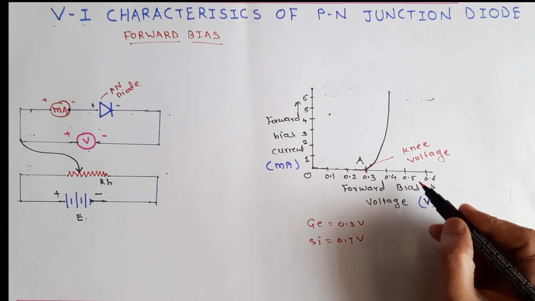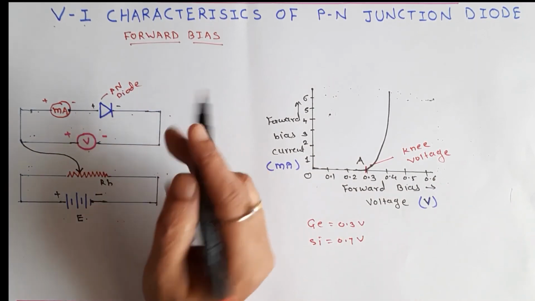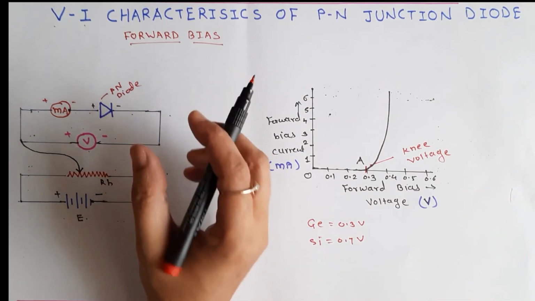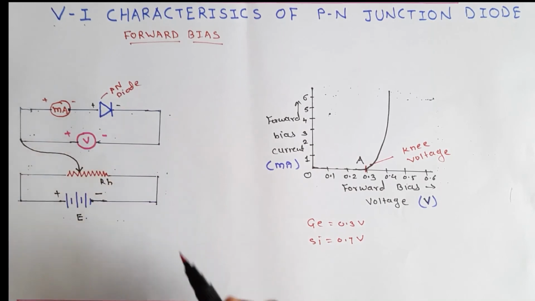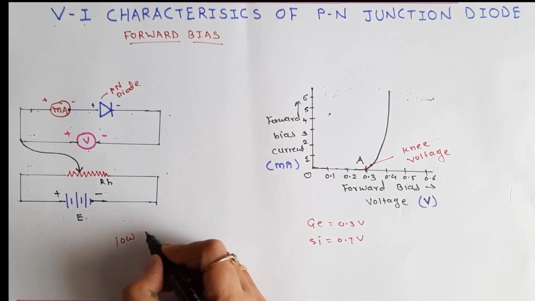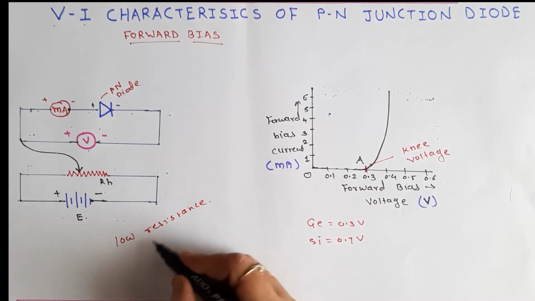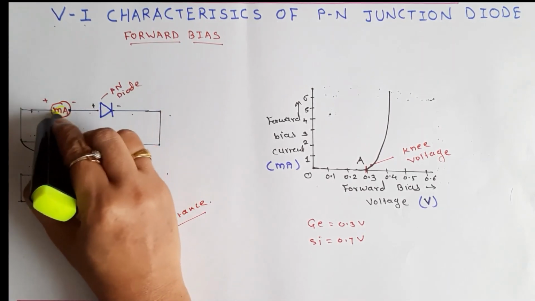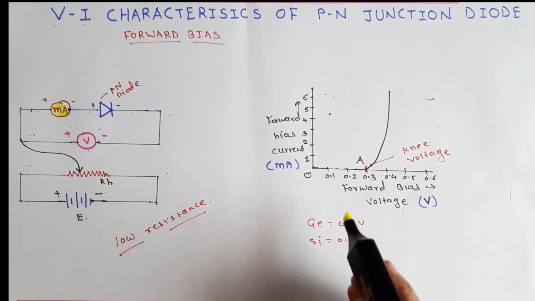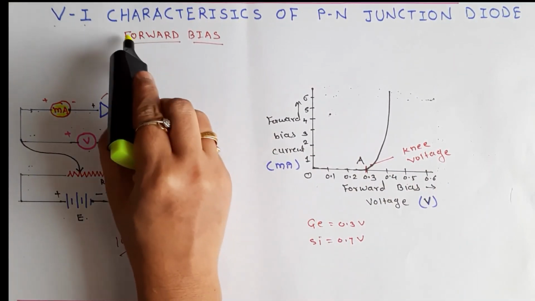In the PN junction diode, the depletion region becomes thin. As a result, the potential drop across the junction decreases, which leads to low resistance of the PN junction diode in the forward bias condition, and we get the current in milliamperes. So these are the characteristics for the forward bias.